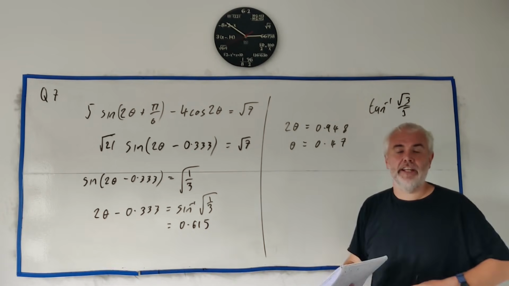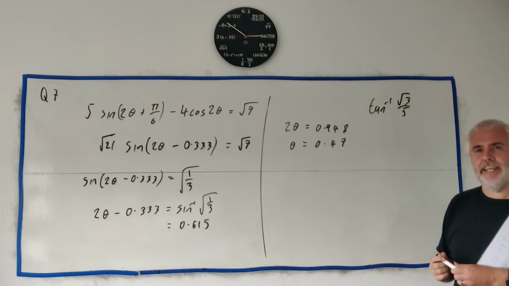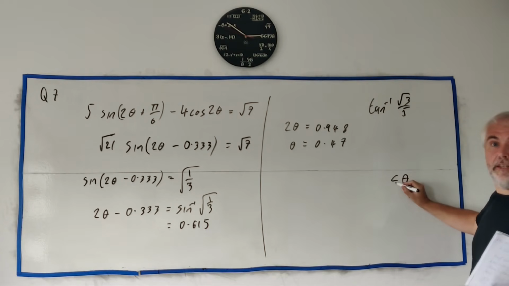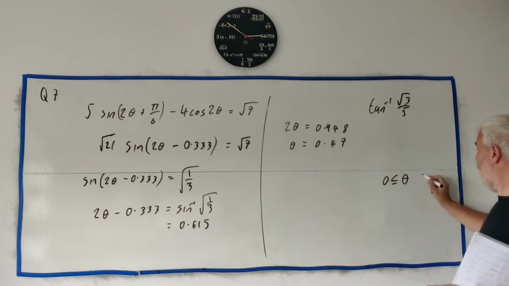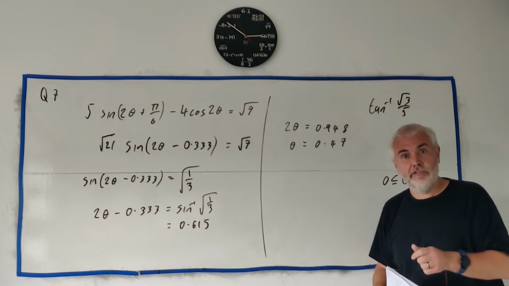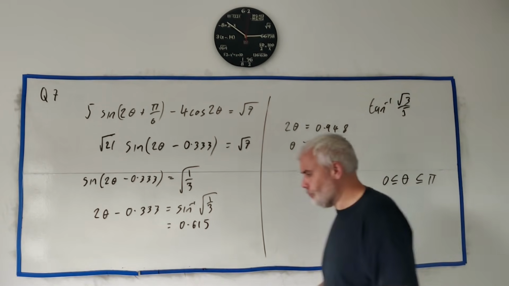That is a correct answer, although it's not guaranteed to be the only correct answer, because they told you more things about theta. They told you theta was between 0 and pi. And they also said there's answers, so there should be more than one answer. I'm only getting one. So what went wrong here?